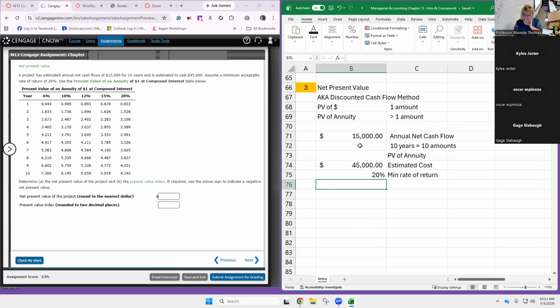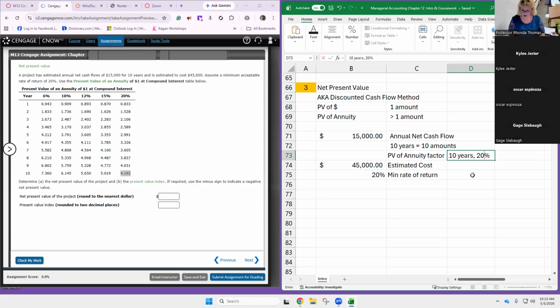So the first thing we do is take the cash flow. And we're going to use this because their minimal rate of return is 20%, and we're looking at 10 years. So we're going to use this factor right here, at least for mine, 4.192. I like to put beside the present value of annuity factor the variables that I use to look it up. So we're looking up 10 years, 20%. It's good to label what you've got.